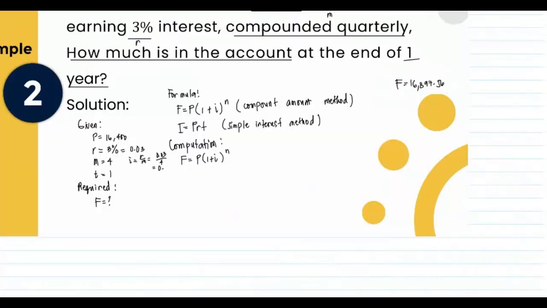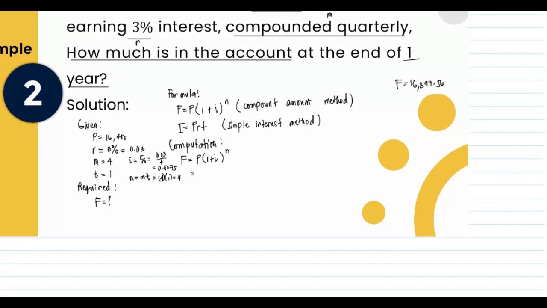So it would be now 0.0075. And then we know that n there is empty. So what is our m, what is our t? That's 4 times 1. So this would give us 4. But these values would differ, of course, because sometimes we would get a different t. It's just in this case that our t is 1. So anyways, going back to the computation, we could now calculate for the compound amount.